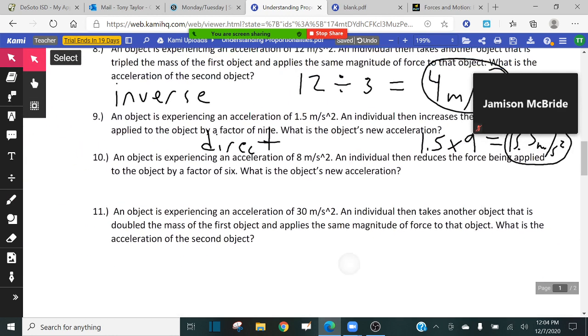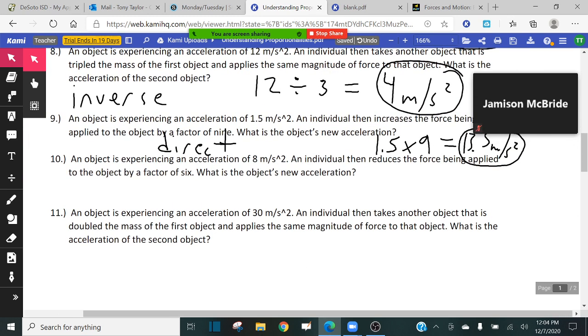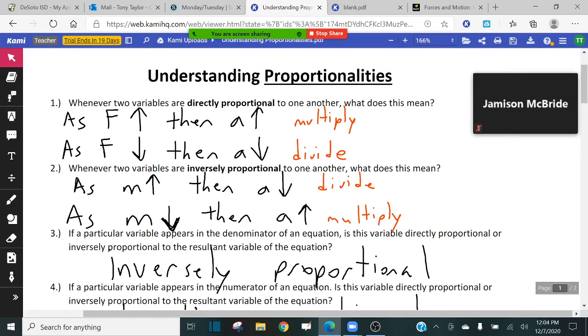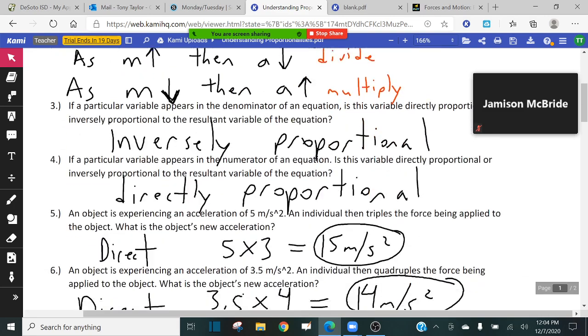Okay, so number 10 says an object is experiencing an acceleration of 8 meters per second squared. An individual then reduces the force being applied to the object by a factor of 6. What is the object's new acceleration? In this case, we clearly see that force is decreasing. If force decreases, what happens to acceleration? Let's go up to the top. Remember, as force decreases, then acceleration must decrease. That means here we need to be dividing in order to get our answer.